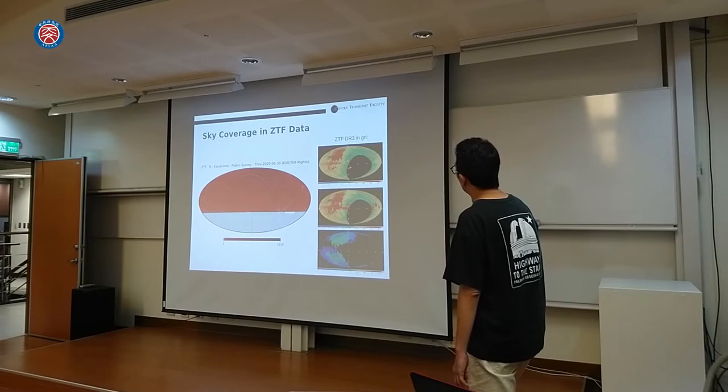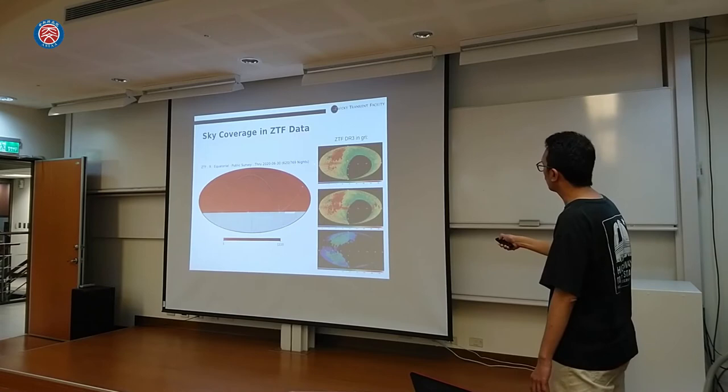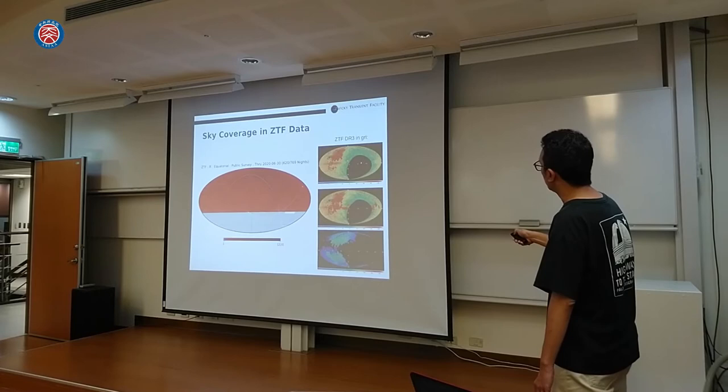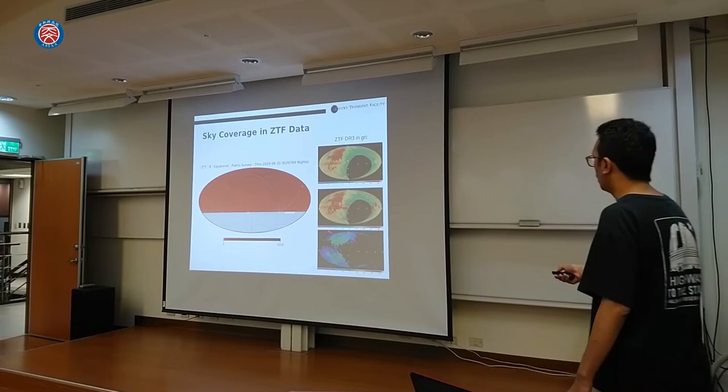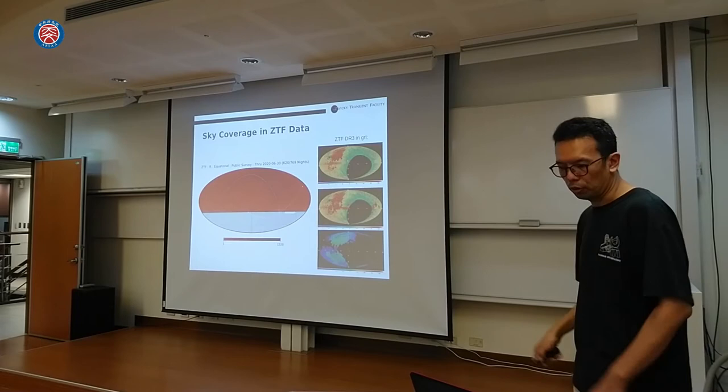So this is the g, r, i distribution. This is the equatorial projection. This is the galactic plane, so the galactic plane is in the middle. And this is the north and southern pole, and this is the southern sky that you can see. So you can see g, r, i. The i band is less, because only private time is used for i. g and r include the private time too. So you can see that's a lot. Even the whole northern sky is covered many, many times.